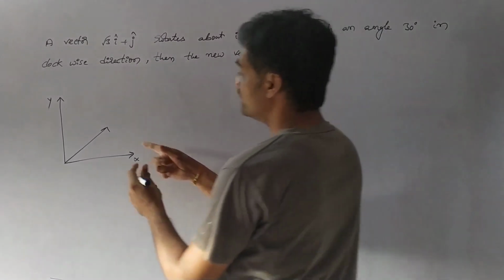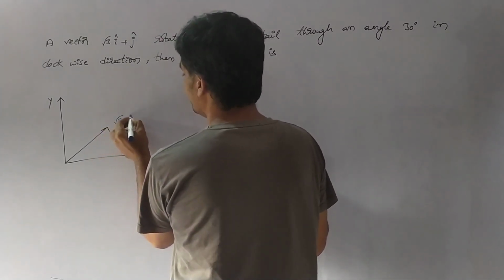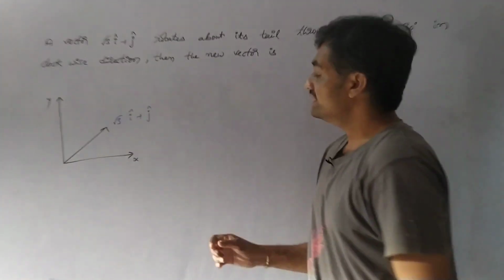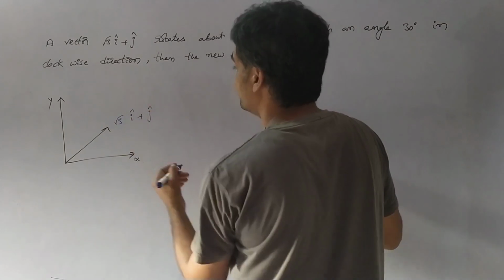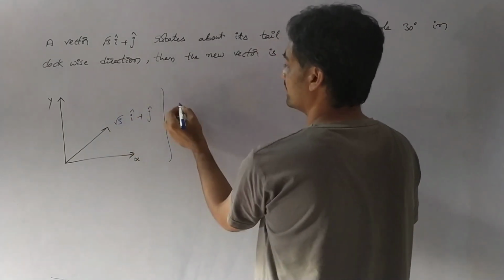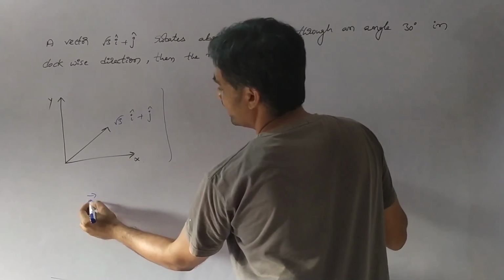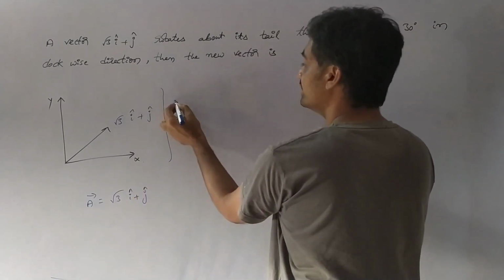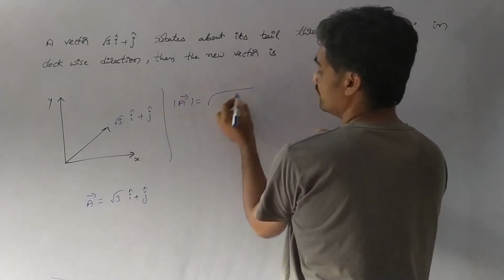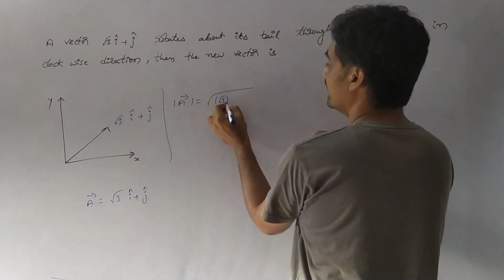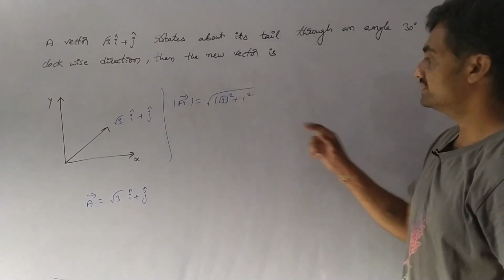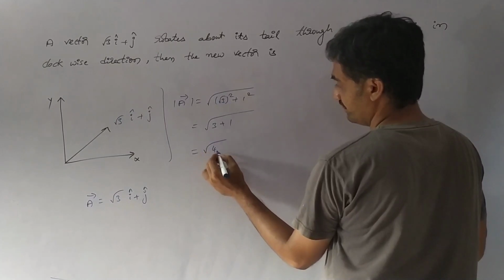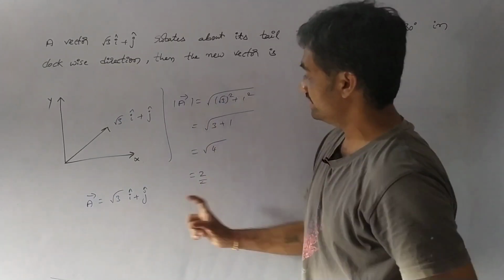Initially the vector is represented as root 3 i cap plus j cap. Since the vector is rotating, first of all we have to find the magnitude of this vector. Let us consider the vector a bar equals root 3 i cap plus j cap. Then the magnitude of a bar equals under root of root 3 square plus 1 square. Root 3 square is 3, plus 1, which is 4, and root 4 equals 2. Magnitude of this vector is 2.